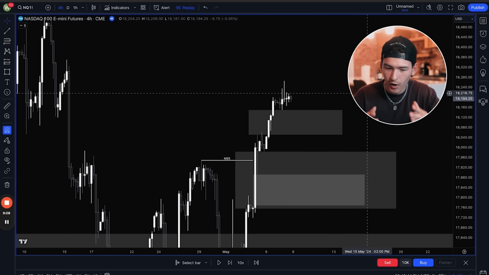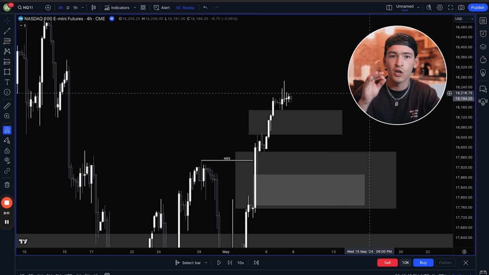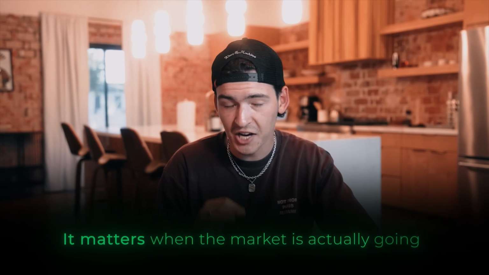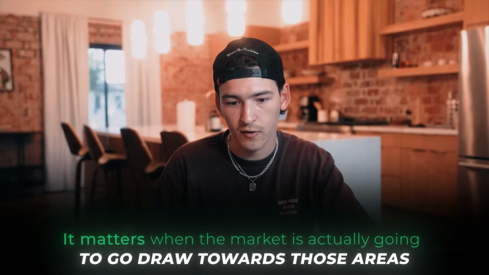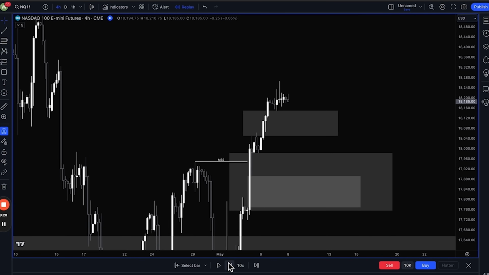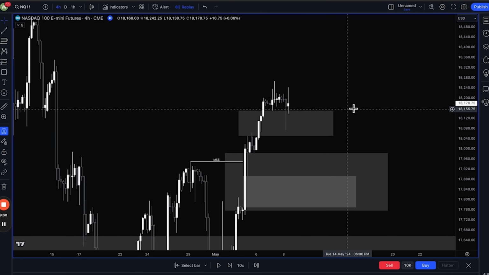I need to see more internal price action to recognize when price wants to move, because that's the most important thing when it comes to daily bias. It doesn't matter if you have a bias. It doesn't matter if you're bullish or if you're bearish. It matters when the market is actually going to draw towards those areas. So when I'm looking at a 4-hour, I want to wait to see how price reacts.